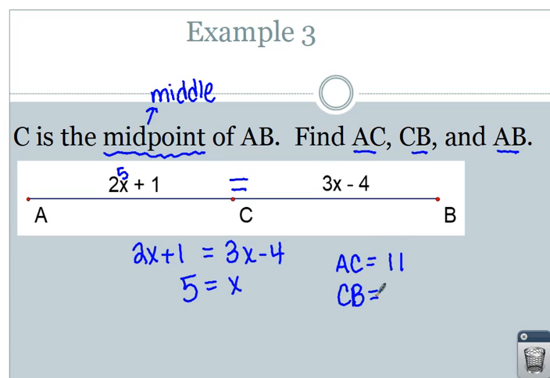CB, if you're really resourceful here, you would remember that we said those two segments were equal. So it also has to be 11, but we can plug it in and check. If we put in a 5 right here, 3 times 5 is 15, minus 4 is 11. And then AB is the entire segment, so we have to add both pieces together and get 22.